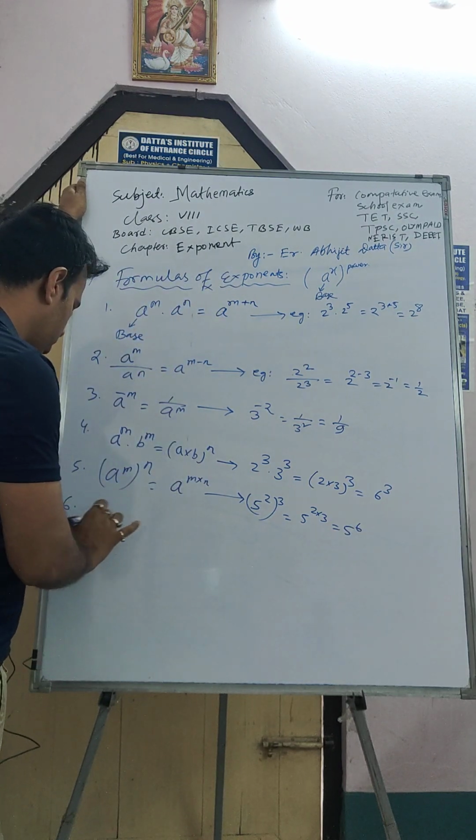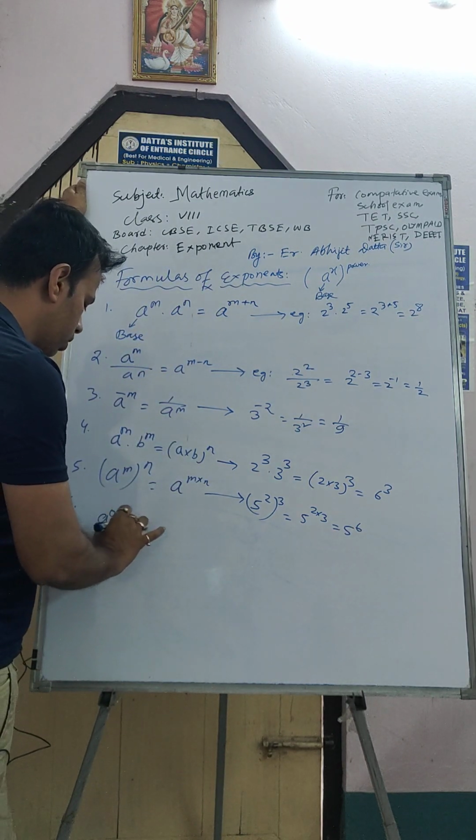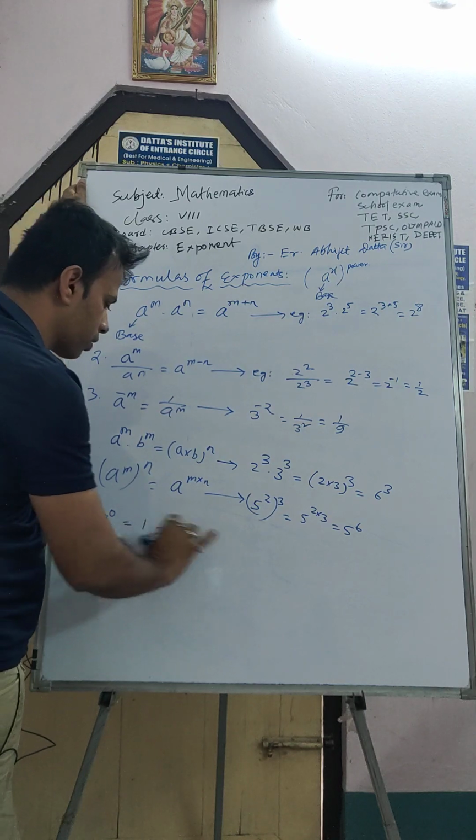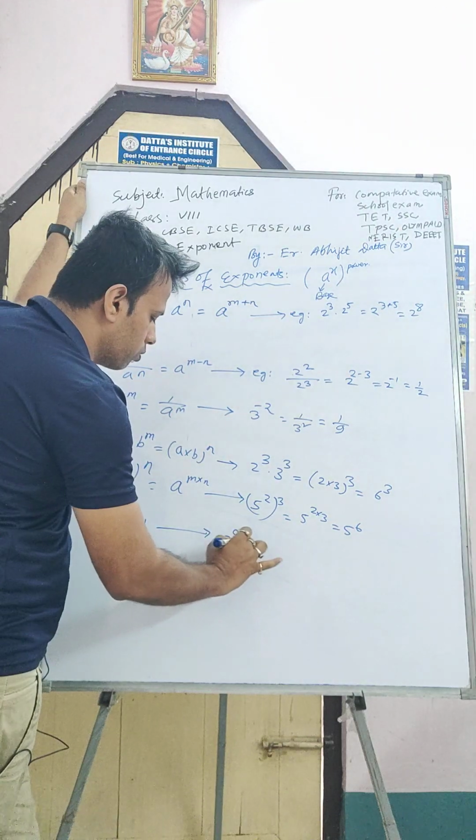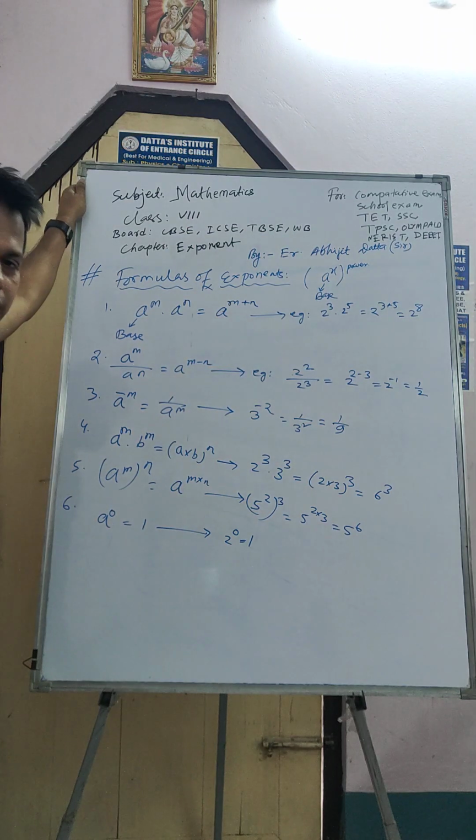Sixth: what is a to the power 0, sir? It is 1. If I take 2 to the power 0, it will be 1, or 3 to the power 0; anything to the power 0 is 1.